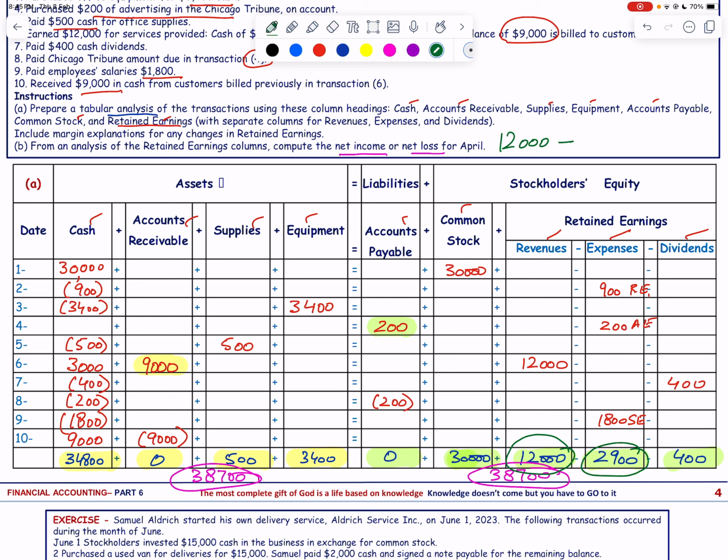12,000 minus 2,900, and this will be equal to 9,100. Okay. Next, let us move on to another exercise.